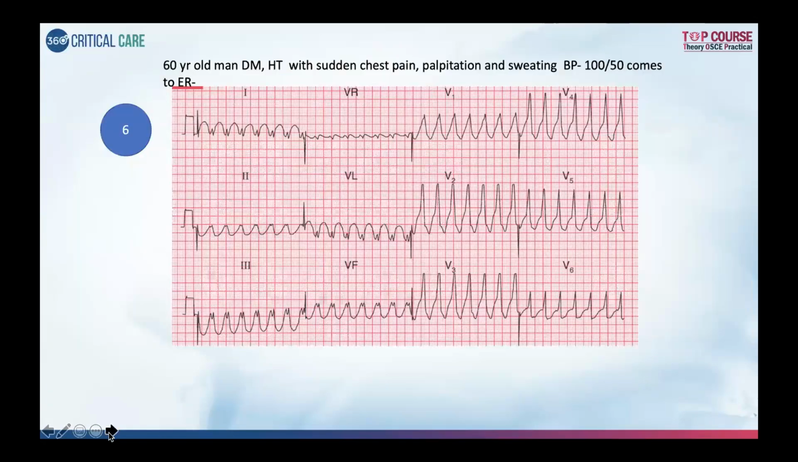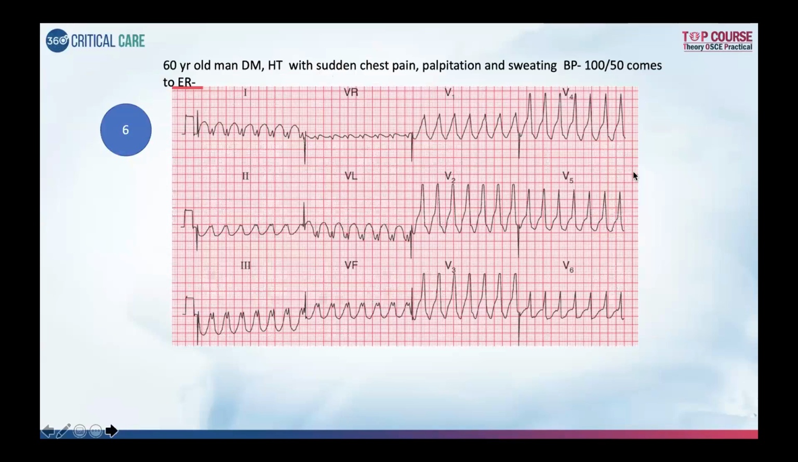Okay. So sixth ECG. So 60-year-old man, diabetic, hypertensive, sudden chest pain, palpitation, sweating, heart rate 150, comes to the ER. I think this is an easy one. So this is an obvious ventricular tachycardia with pulse.